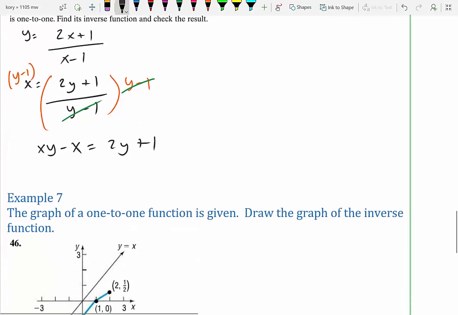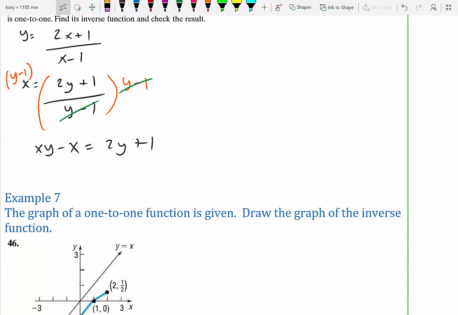So we're trying to solve for y. If we're trying to solve for something, you should try and get all of that to one side as much as you can. So what I mean by that, we're going to add x over, and then we're going to subtract 2y, because I want to try and get the y's on one side. This way I can get them alone as much as I can. So we have xy minus 2y equals x plus 1.